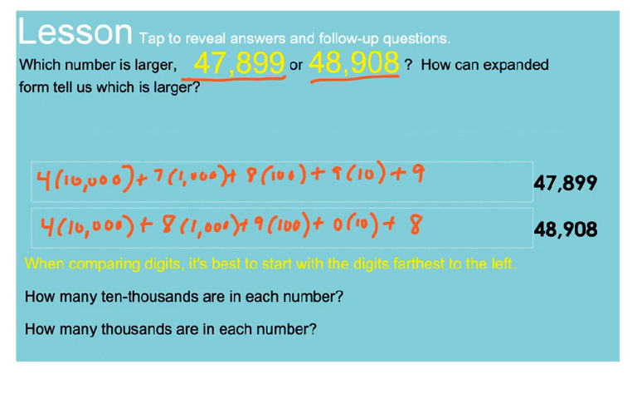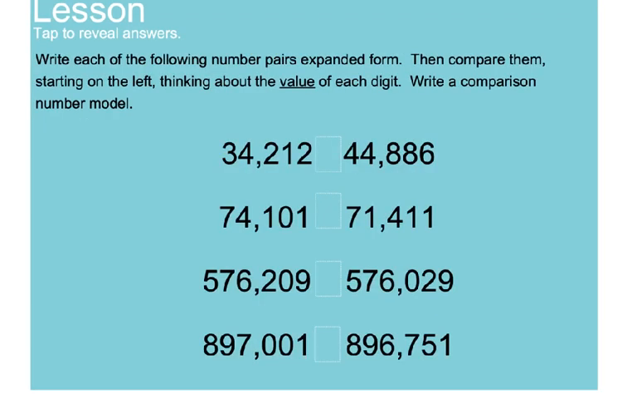Now let's look at how many 10,000s are in each number. Well, if I look in the 10,000s place, they both are 4. So they are the same. I'm starting furthest to the left. So then I go to the next place value. How many thousands are in each number? We have a 7 on the top number and an 8. So which one is larger? The 8. So 48,908 is larger.